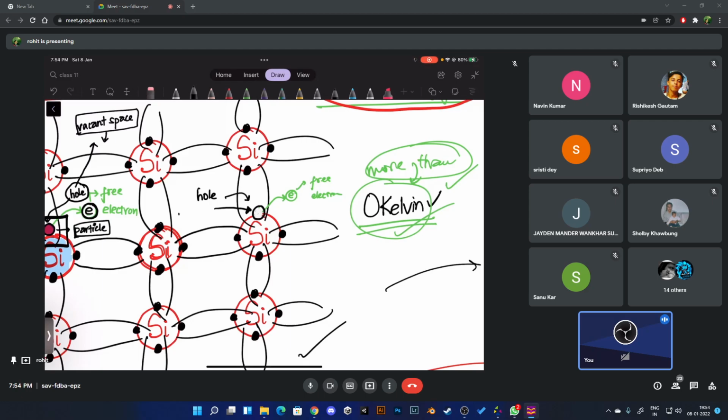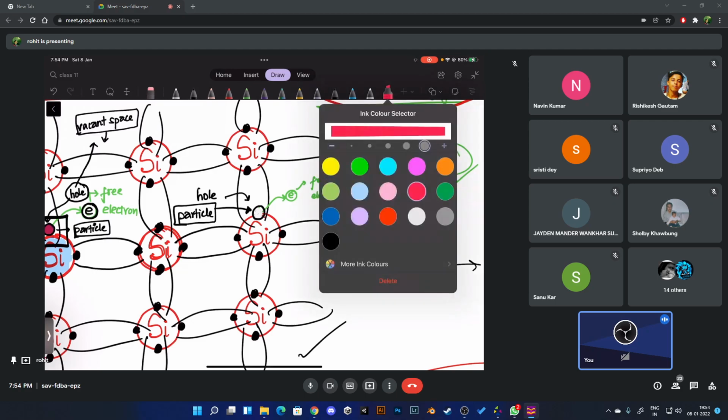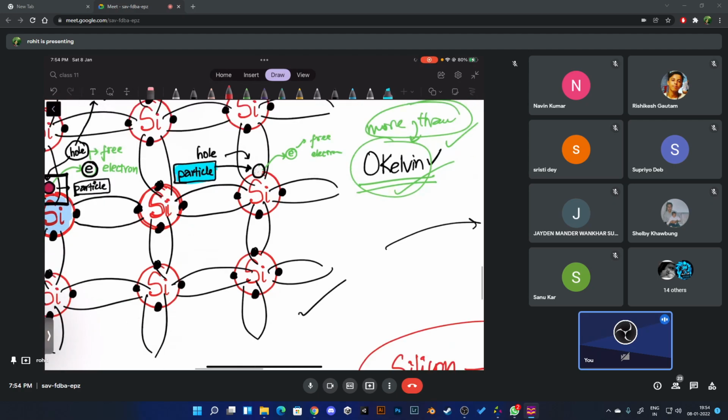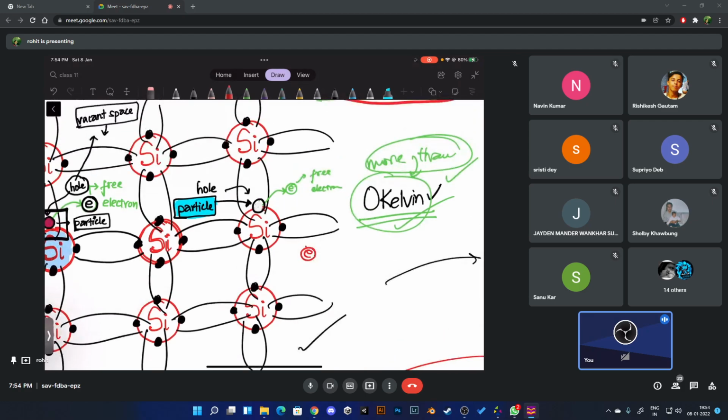Now this hole, I told you, will be treated like a particle. Now you cannot digest it, because we cannot see it. But I'll tell you the property. Look at this. There may be any other electron, and that electron can be attracted to this hole, and this electron can go and sit on this hole.